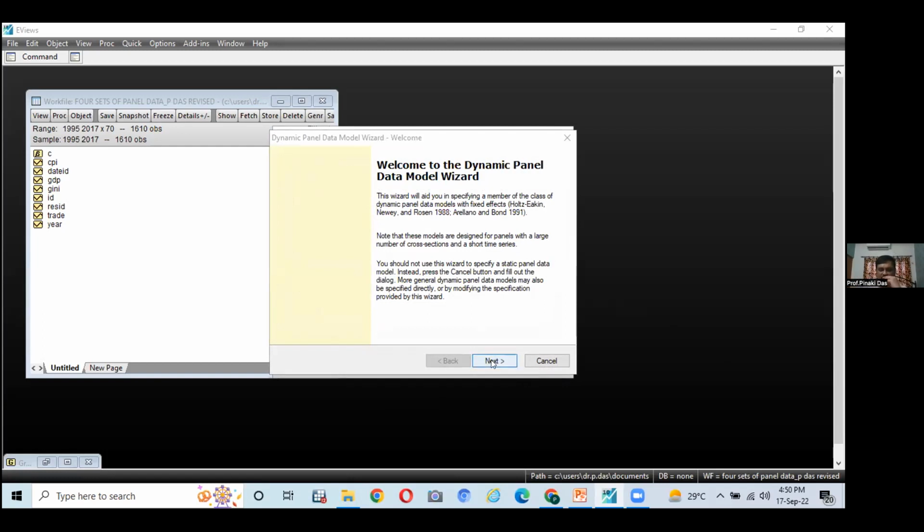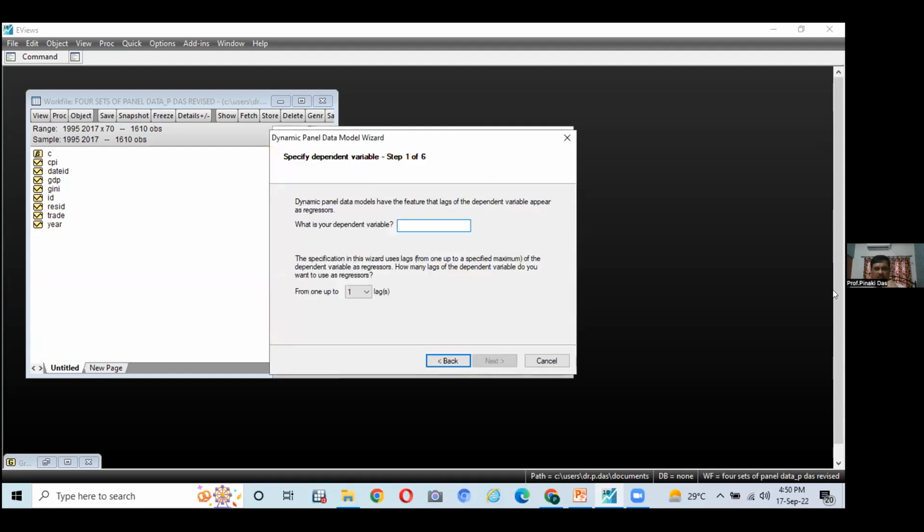First of all, we select the method, GMM or dynamic panel data, then the dynamic panel data wizard. Then we click Next. It is a 6-step process. In different steps, we will provide different types of information to specify the dynamic panel data regression model. And at the final stage, we will find the estimated result.